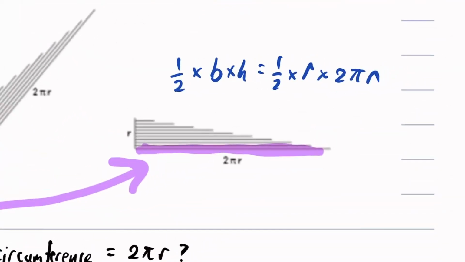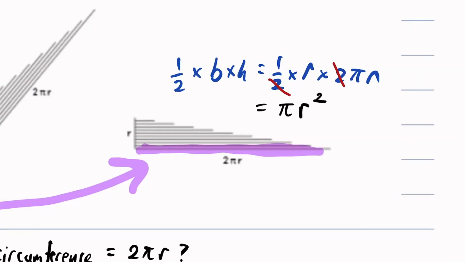What happens to the half and 2? Cancel. What happens to r times pi times r? Pi r squared. Oh, are you not surprised?